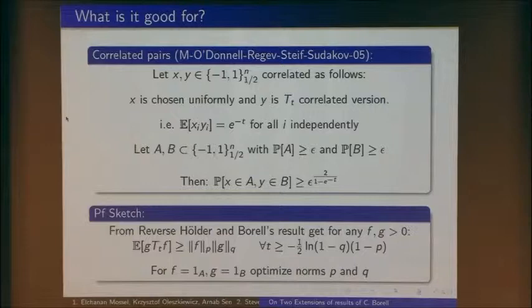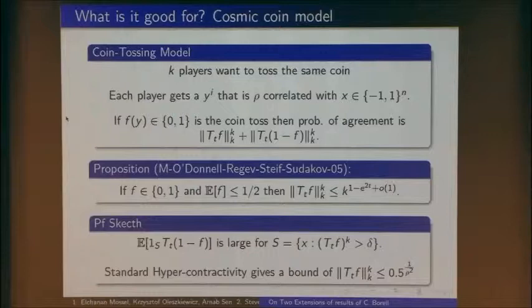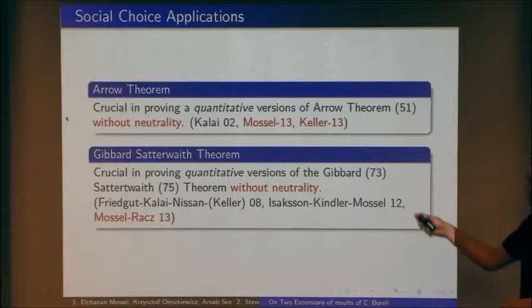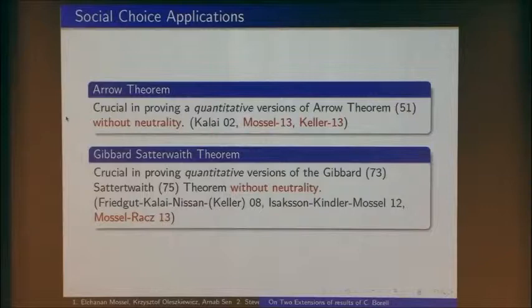Okay, let me skip this. That was the original application for why we cared about this problem in that paper, but let me skip it. And one of my favorite areas of application of this result is what's called quantitative social choice. This is an area that was essentially created by Gil Kalai. In most of the results in this area, when you want to prove a strong result without neutrality, you have to use reverse hypercontractivity. These are the results highlighted in red; that's the result you actually need. So that's a very nice area of applications of this result.